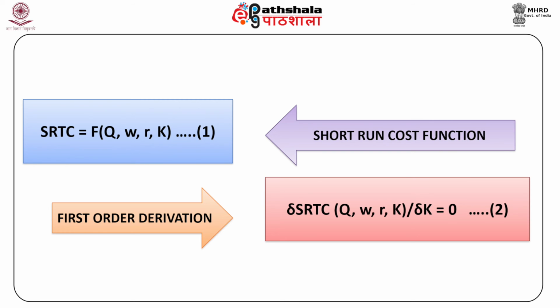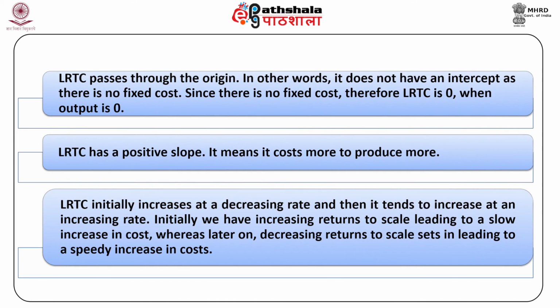The first order condition for this minimization is as follows: delta SRTC in bracket Q, small w, small r, K, upon delta K is equal to 0, equation 2. Together, equation 1 and equation 2 will generate the long run cost curve. The shape of the LRTC is an inverse S with the following characteristics.